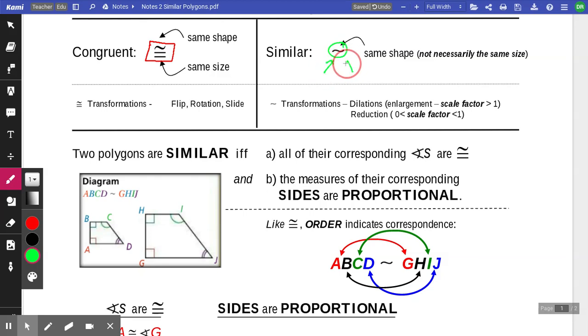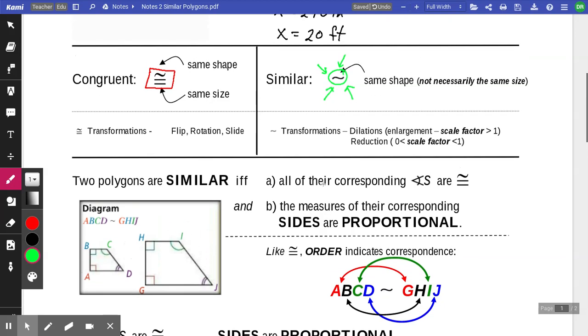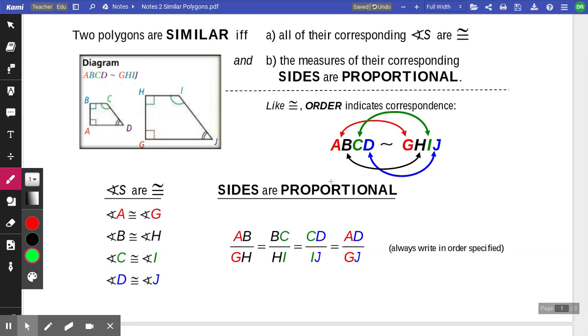And so to represent that, we just keep the tilde, that squiggle. We lose the equal sign, because similar shapes we don't anticipate are the same size. We just want them to look the same, but on different scales. Okay, so to help clear that up a little bit, let's look at this example right here. We have these two shapes.